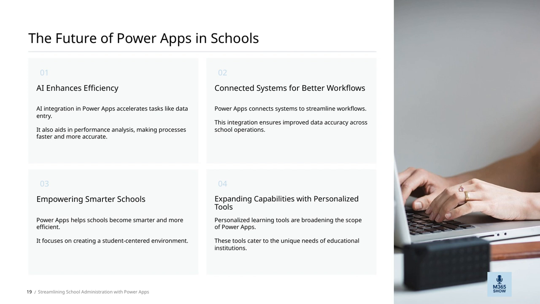Furthermore, Power Apps connects various systems within a school, streamlining workflows and reducing manual effort. This integration improves data accuracy across different school functions, which is crucial for making informed decisions. And with AI integration, tasks like data entry are accelerated significantly. AI also helps with performance analysis, allowing schools to identify areas for improvement faster and more accurately. Overall, these advancements are about making schools more connected, efficient, and responsive to students' needs, aligning perfectly with our goal of transforming education through innovative technology.